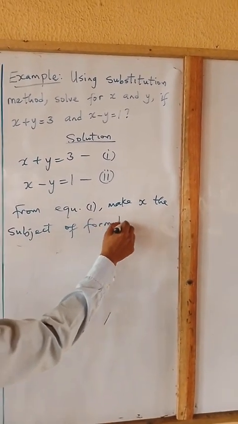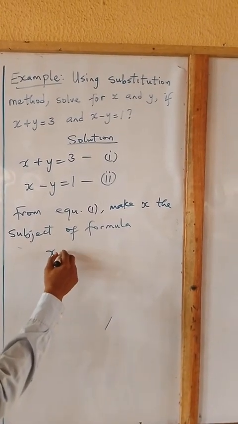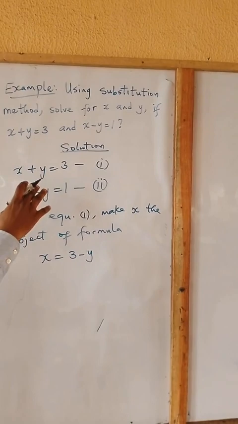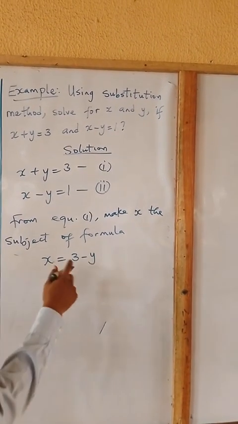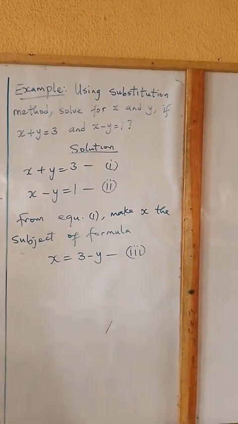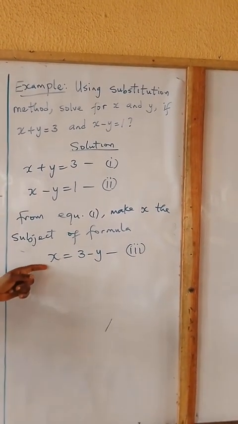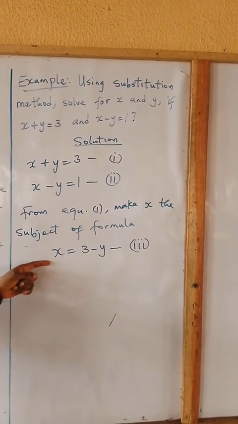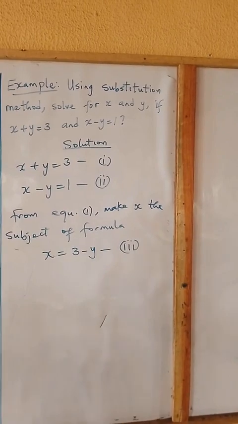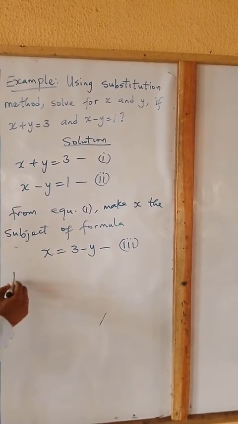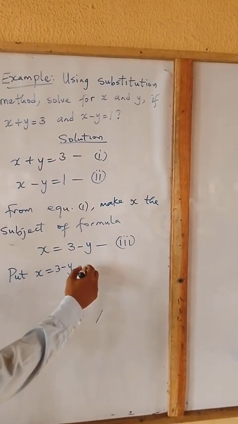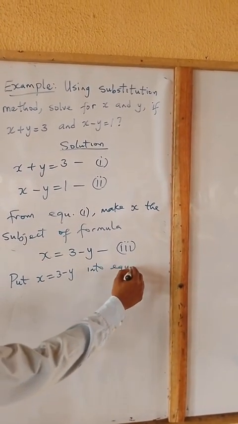When you make s the subject of the formula, you are going to have s is equal to 3 minus y. Remember that when plus y goes to the other side of the equation, it becomes minus. This will be named equation 3. The moment you make one of the variables the subject of the formula, you name it, which will be equation 3. Then the next step is to put s, which is equal to 3 minus y, from equation 3 into equation 2.